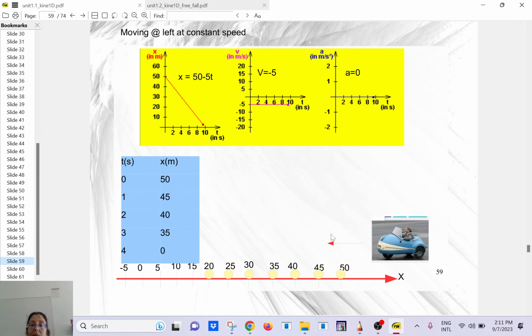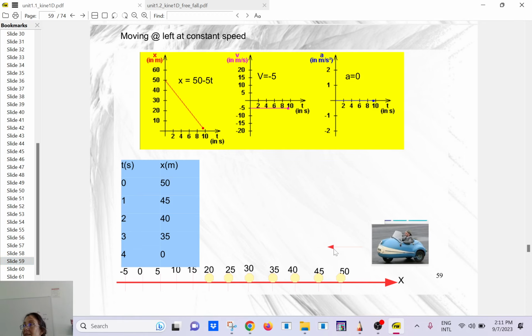And then I did an update on that one. So in that case, it's moving to the left. Okay, you see how it's moving to the left? And you see the velocity is what, positive or negative? Negative. So if it's negative, it's moving to the left.